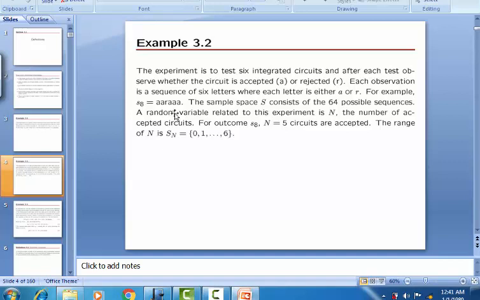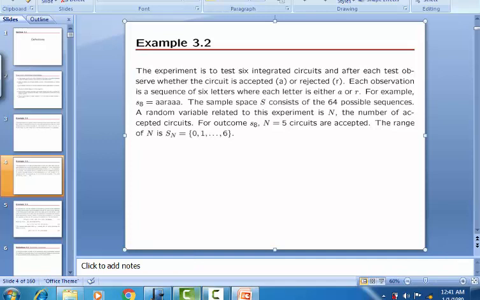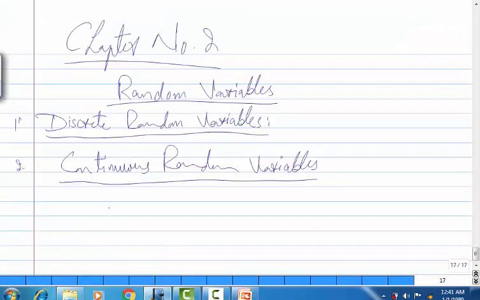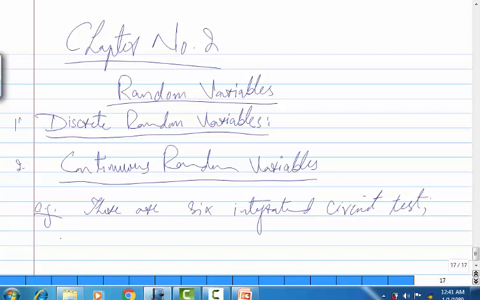So, if you want to make the sample space, there are 64 outcomes. Why 64? Anyone? Let me do it here, because this is an example. There are 6 integrated circuit tests, each with accept or reject. This implies that 2^6, so it becomes 64 outcomes. So it's very difficult to write 64 outcomes.